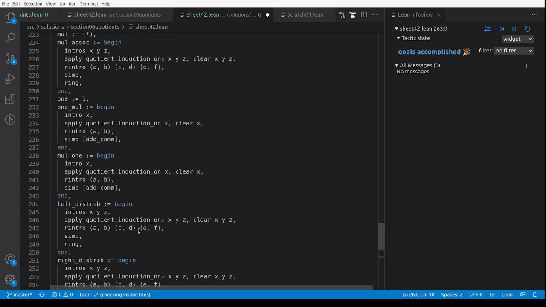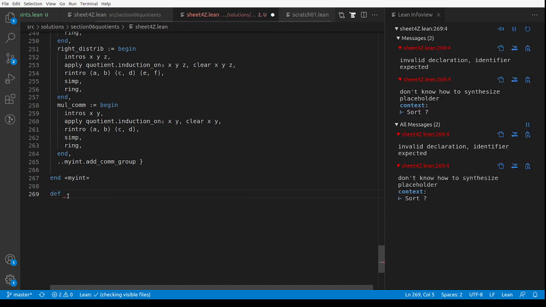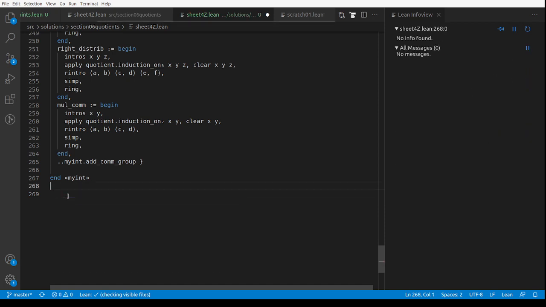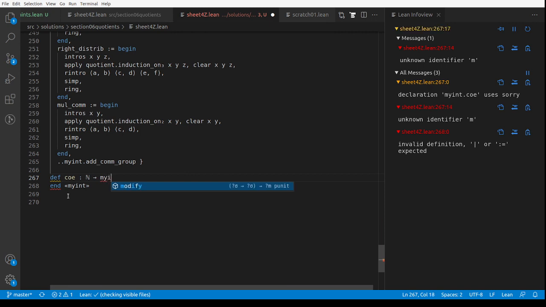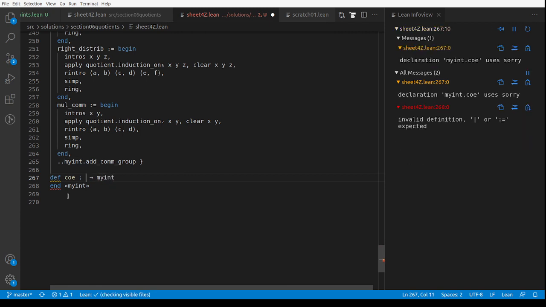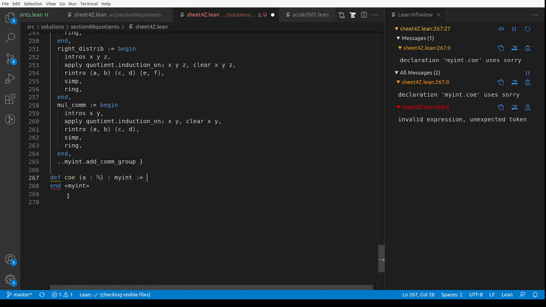I mean, you know, now you can do what you like. We could define the coercion. Let's just do it in here. Define the coercion from the naturals to my_int. Let's let a be a natural. Let's define my_int. And what was the map? What's the natural map from the naturals to the integers?